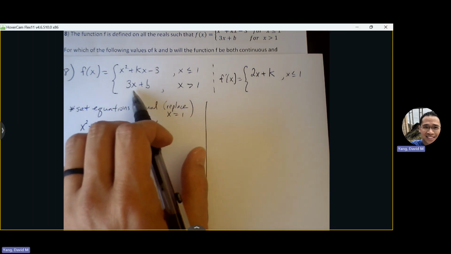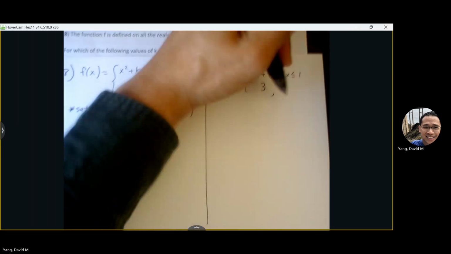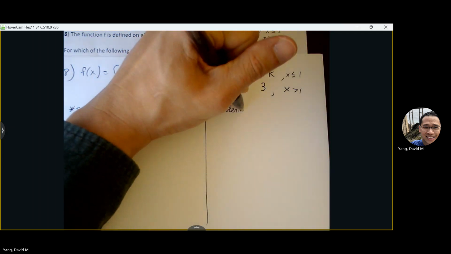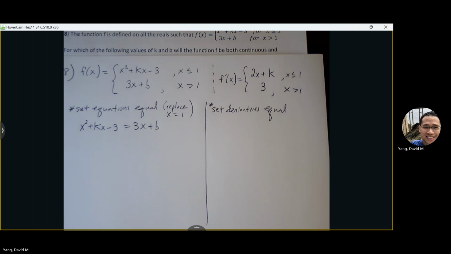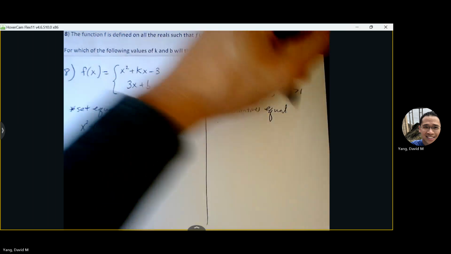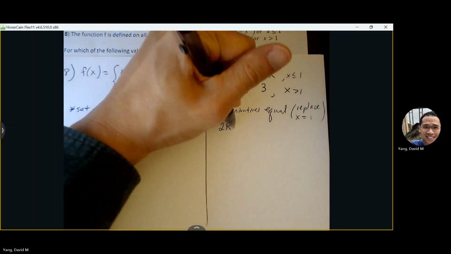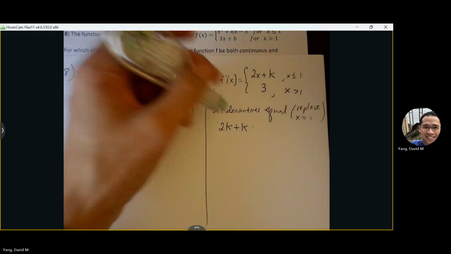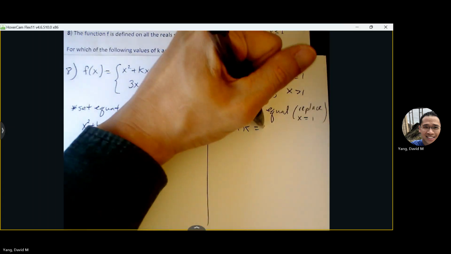Right. Next up, 3x plus b. 3x becomes 3. B doesn't go to 1. B is a constant, so b will go to 0. It's 2x plus k. No, 3.